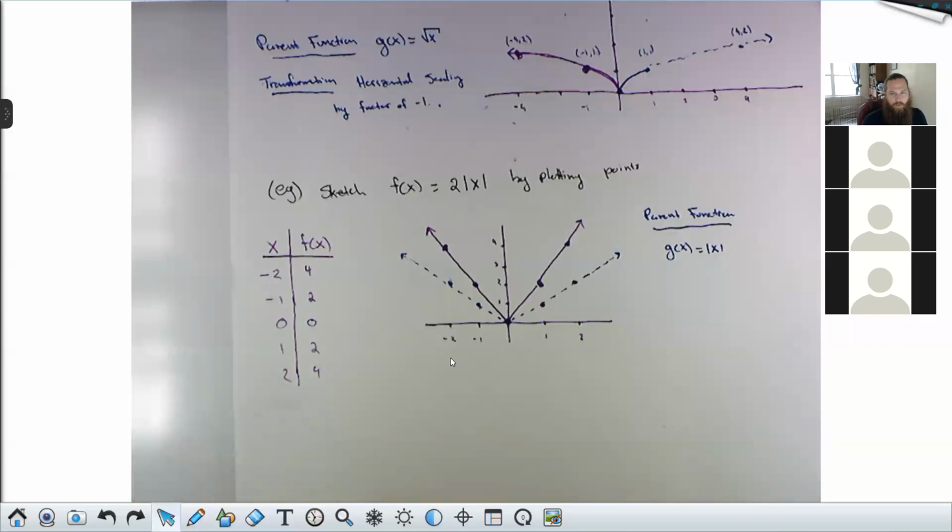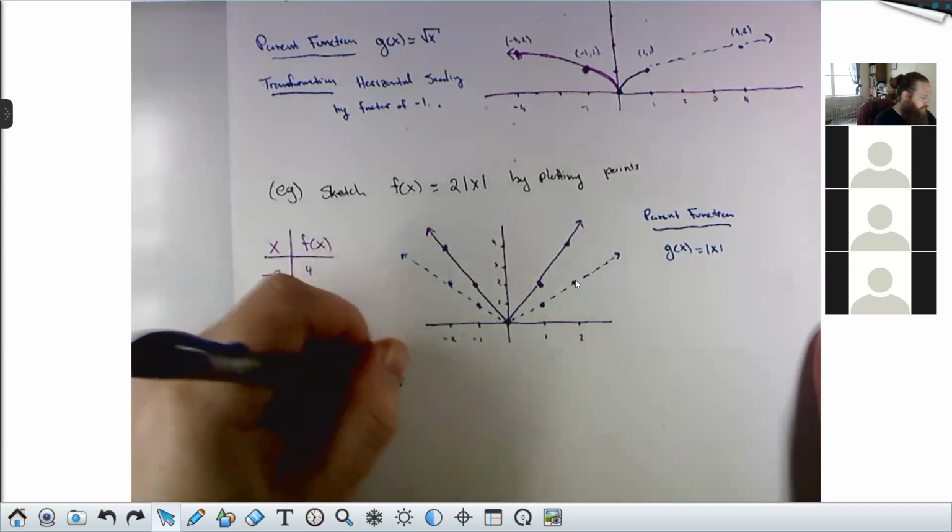So what has to be done to the blue to turn it into the purple? Numbers has to be doubled. Yeah, the y values on the blue have to be doubled to get the y values on the purple, right? In other words, what we're doing is scaling vertically by a factor of 2.